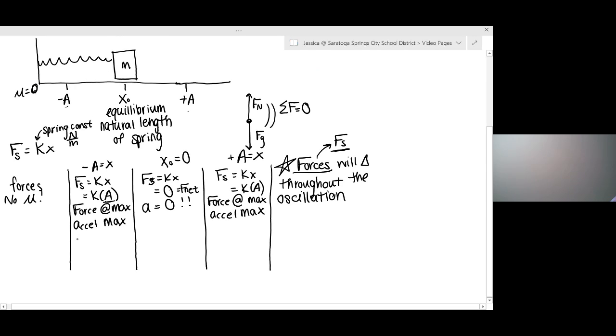The direction at negative A is going to be to the right, because we always want to point towards the equilibrium position. If I'm at negative A, equilibrium is to the right, whereas if I'm at positive A, equilibrium is to the left. So this force is either pushing or pulling me to the left. And at x0, equilibrium, there is no force, so there is no direction.